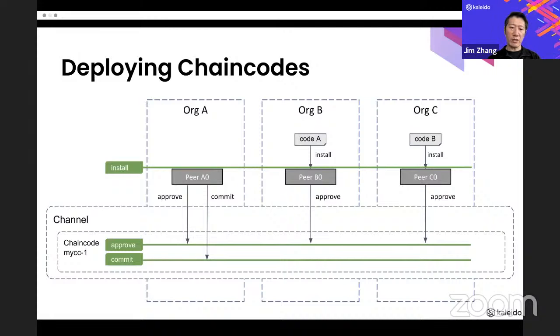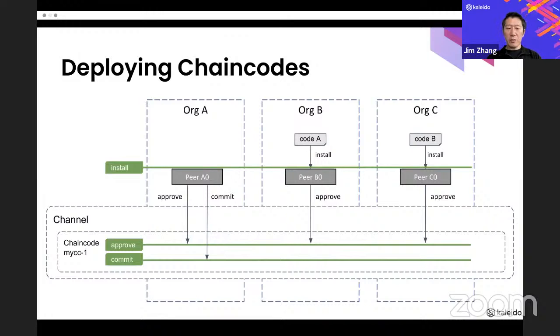So even if org A is not very interested in executing the chain code, it still has to give the approval in order to meet the criteria of the policy. Okay, so let's say all of them gave the approval. The final step is let's go ahead and put it in action. That's called the commit. Only one member needs to call the commit once all the approvals are given. After the commit, the chain code is finally ready to be called to process transactions.